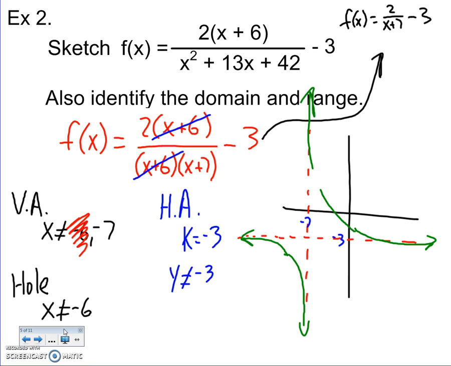Put a circle right there. And that's it. Domain and range, everything but the restrictions. Domain is all reals, but x cannot be those two things. Can't be a hole or a vertical asymptote. Negative 6 or negative 7. Range, all reals, but y cannot be negative 3.